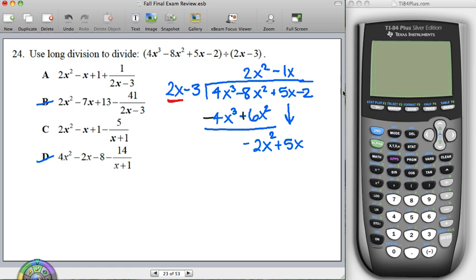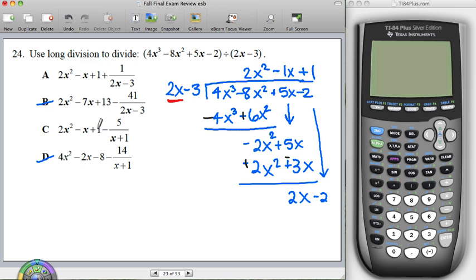But let's continue. I'm going to multiply this by negative 1x. So that gives me negative 2x squared plus 3x. I'm going to draw my line and change my signs. And that gives me 2x minus 2. And then what times 2x gives you 2x? Well, that's just 1. Multiplying this by 1, so that gives me 2x minus 3. I can draw my line and change my signs.